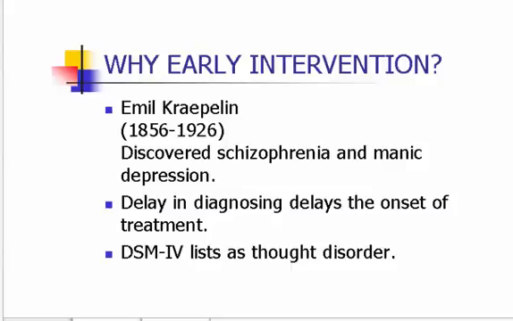Emil Kraepelin had discovered schizophrenia and manic depression. Now, schizophrenia is a psychiatric diagnosis that describes a mental disorder characterized by impairments in the perception or expression of reality, most commonly manifested as auditory hallucinations and paranoid or bizarre delusions, and by significant social or occupational dysfunction. In the DSM-4, schizophrenia is classified as a thought disorder.